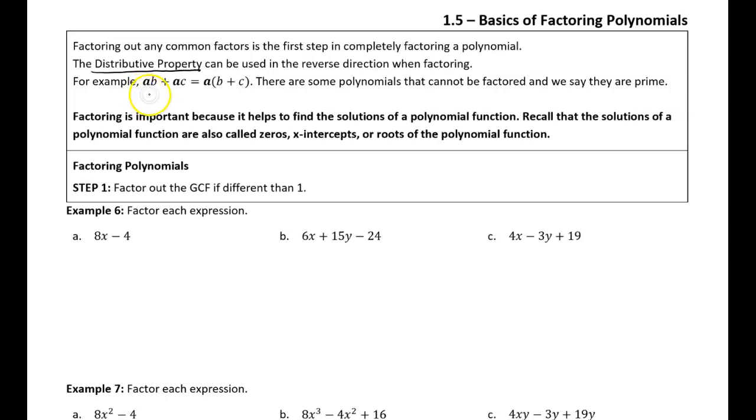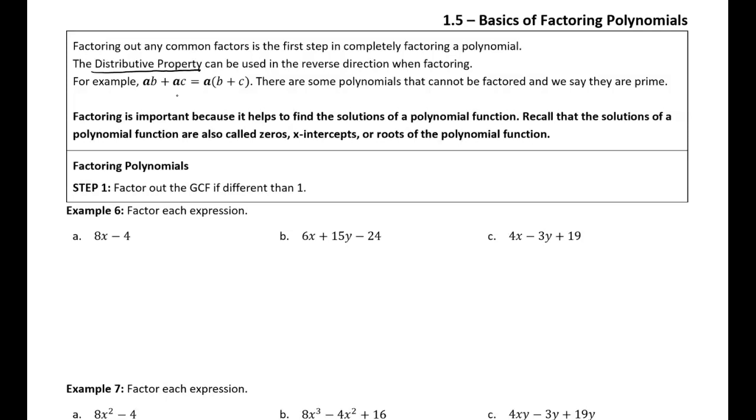So if I have A times B plus A times C, they both have A in common. Well, I'm going to undo that distribution of A and bring my parentheses back into place. So I'll have A, parentheses, B plus C, close parentheses. So that undoing of the distributive property, that's what a lot of factoring the GCF is going to entail.